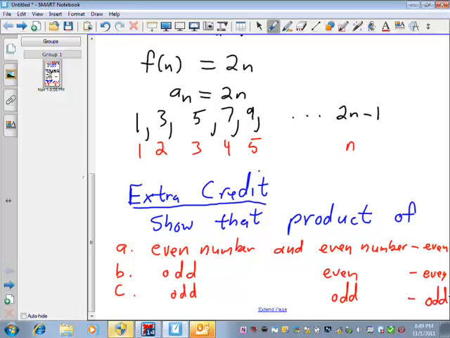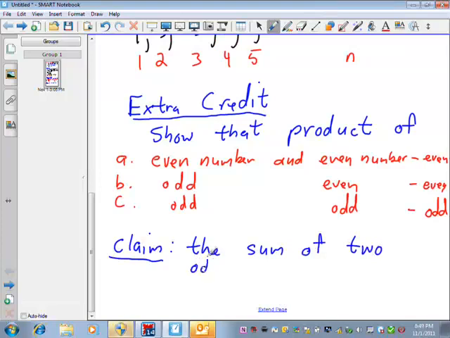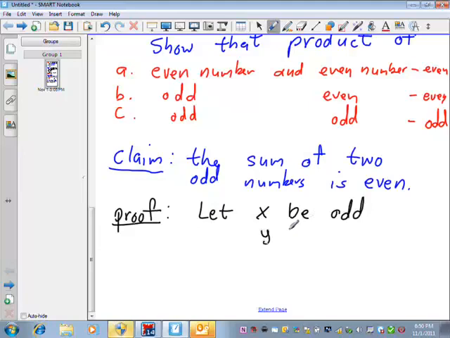I'm going to do it for addition, just to give you an idea of what I'm looking for. Here's the claim. The sum of two odd numbers is what? Even. I could also do an even and odd. Okay. Here's the proof. Let x be odd, and let y be odd. We need to show that x plus y is even.